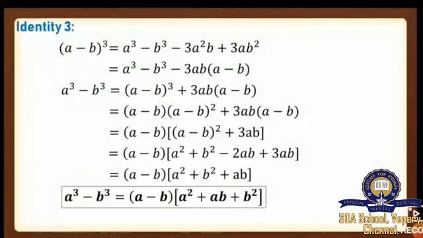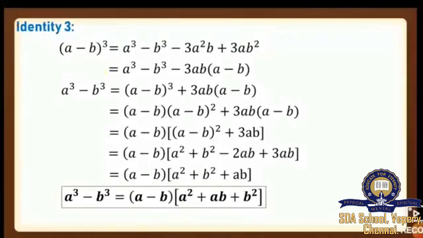This is identity 3. a minus b the whole cube equals a cube minus b cube minus 3a square b plus 3ab square. This identity also we have learnt in the previous class, right?